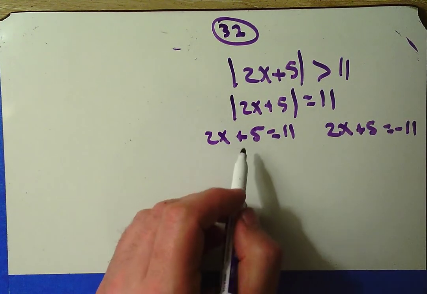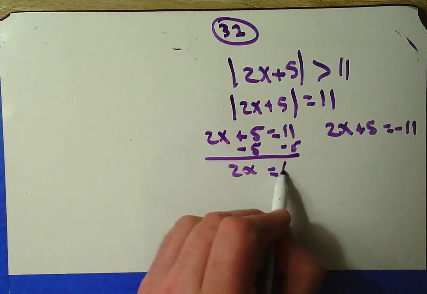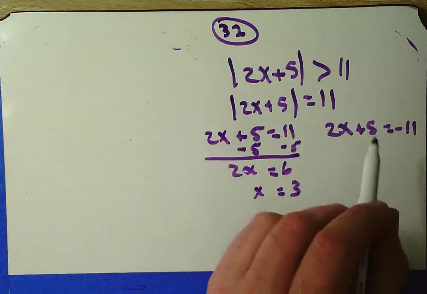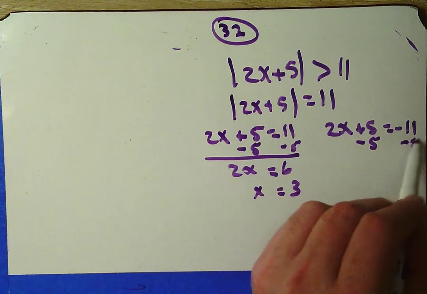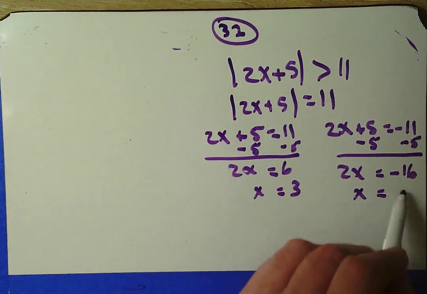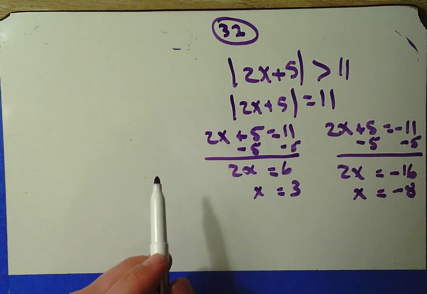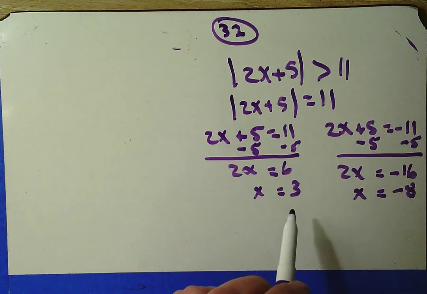And then solve each of them. I'll subtract 5. I'll get 2x equals 6, or x equals 3. I'll subtract 5. I'll get 2x equals negative 16, or x equals negative 8. So those are my two solutions.